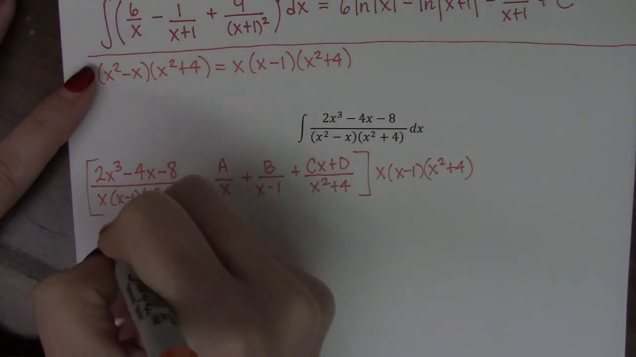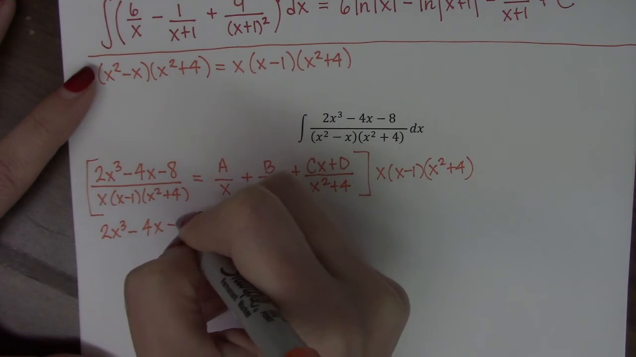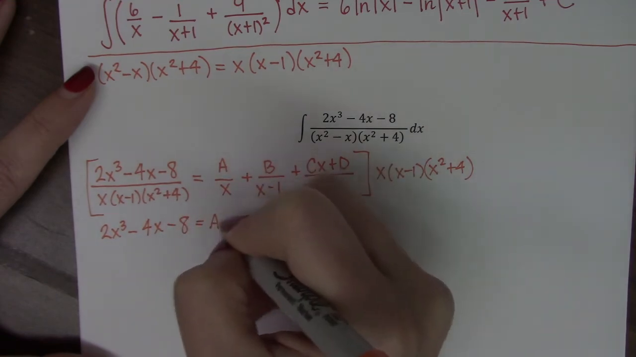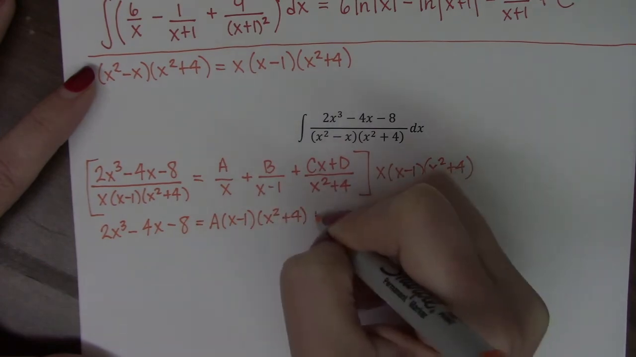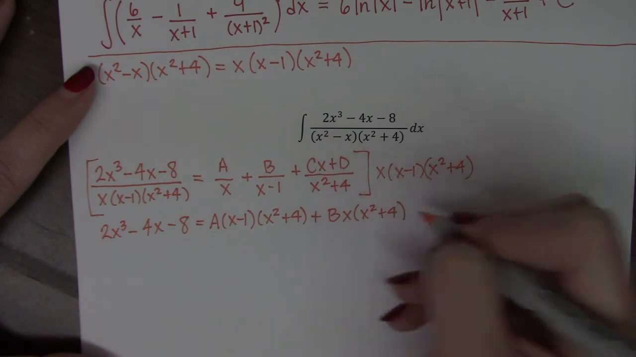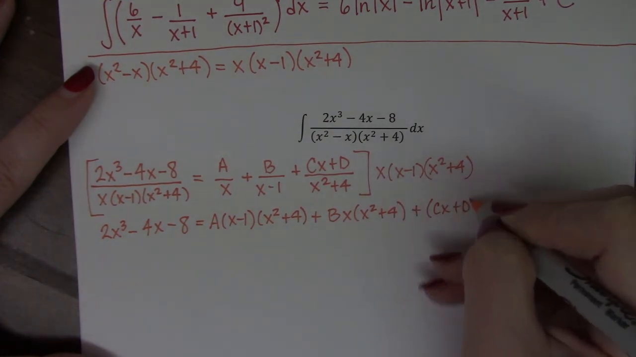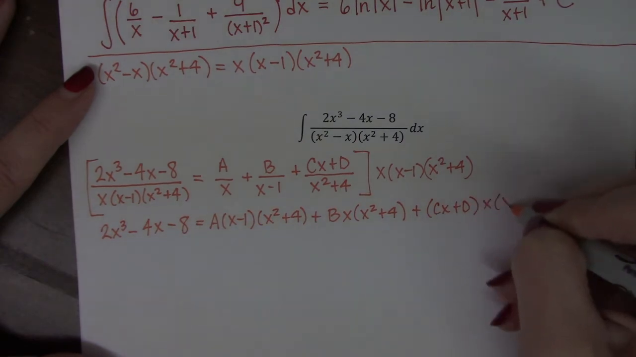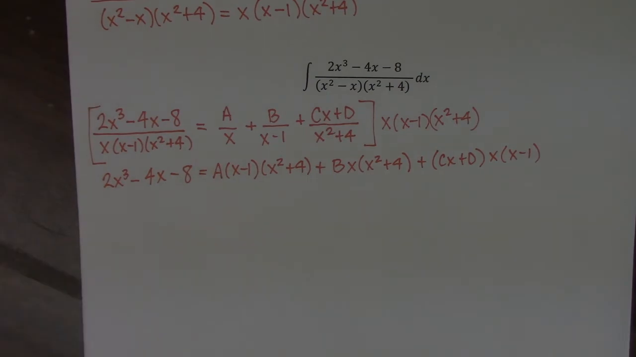And now we simply have to solve the equation 2x cubed minus 4x minus 8 equals a times (x minus 1)(x squared plus 4) plus b times (x squared plus 4) plus, and be careful about this, you have to put cx plus d in parentheses times (x minus 1). So just like before, let's deal with the linear terms first. This will make things quite nice for us.